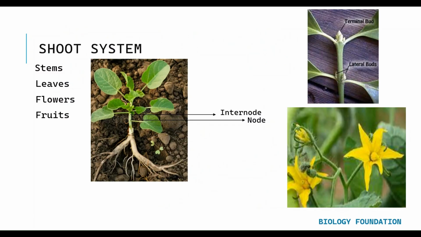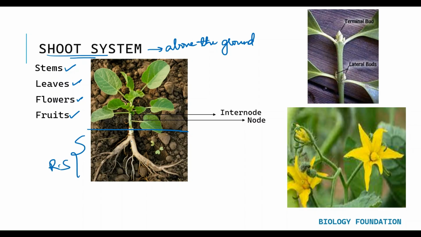So in today's video, let's talk about the shoot system. Basically, the shoot system is the portion of the plant which is found above the ground or above the soil. The shoot system comprises stems, leaves, flowers, and fruits. So this is your root system comprising primary roots, secondary roots, and root hairs. And then you have the shoot system. The shoot system comprises stems, leaves, flowers, fruits, buds, etc. It is that portion of the plant which is present above the ground.